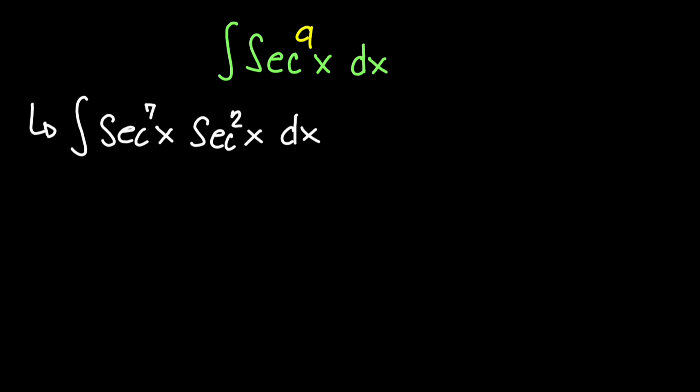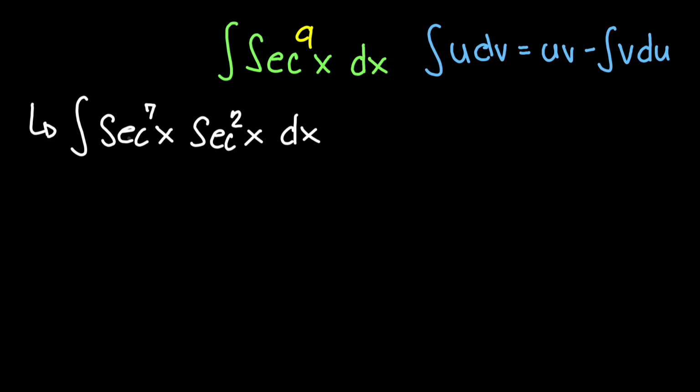And the reason why we isolated secant squared of x here is because our exponent is an odd number, so we need to compromise first. And we need to integrate this by parts. Just a recall for the formula of integration by parts: the integral of u multiplied by dv, or the derivative of v, would be equal to u multiplied by v minus the integral of v multiplied by the derivative of u.